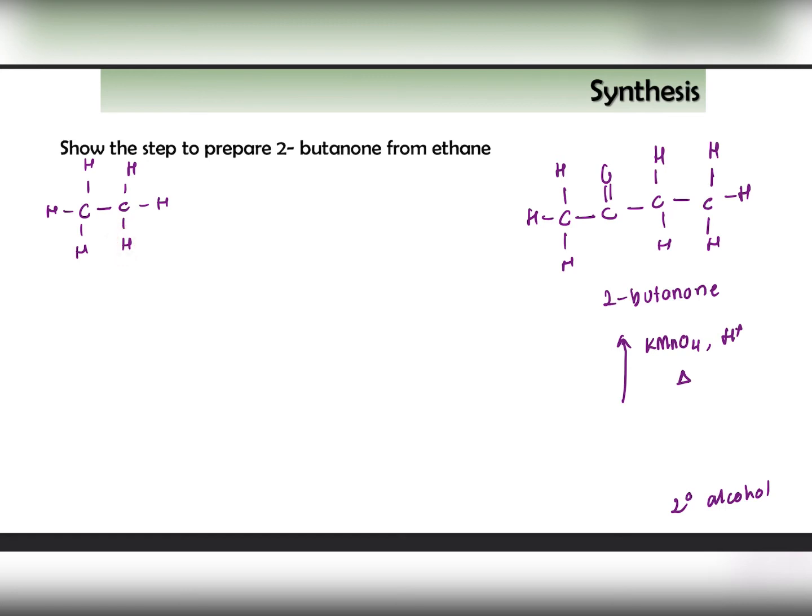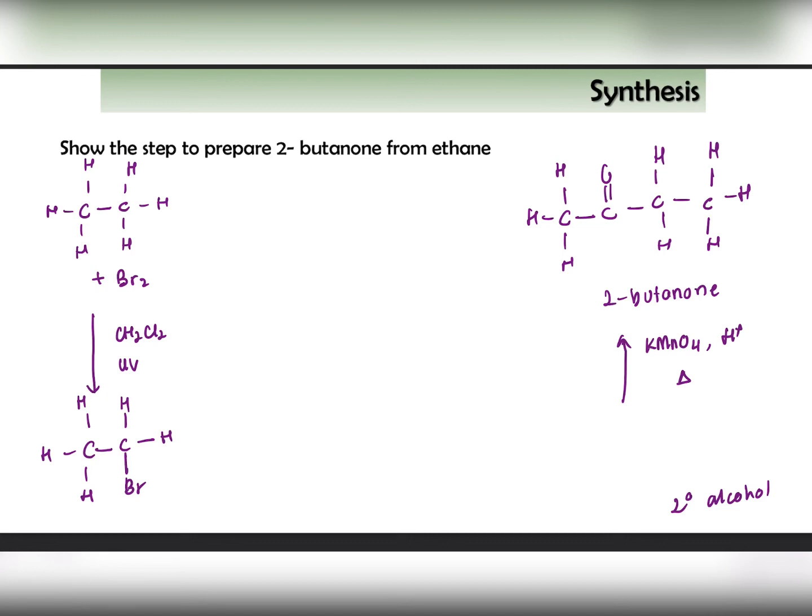So in this case I choose Br2 in CH2Cl2 solvent, and with the presence of UV, you will get the bromo substituted at the position of hydrogen.